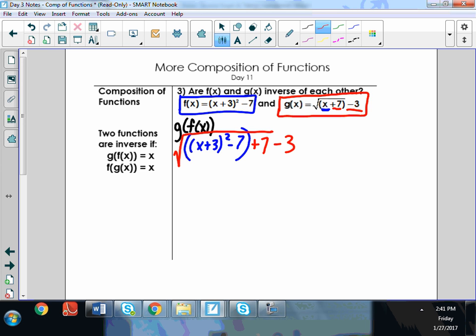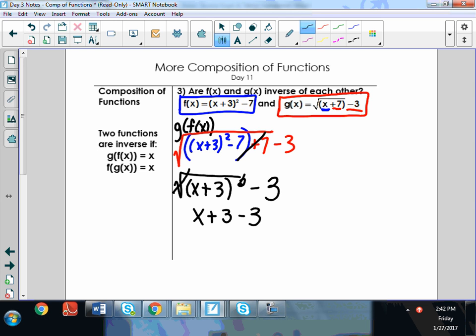Okay, so let's take a look at that. I have squared followed by negative 7 plus 7, but they're both under the square root symbol, so I'm allowed to touch that, and they cancel out. So now I'm left with the square root of (x plus 3) squared, and I still have that minus 3 on the outside. So what would you cancel out next? Good. Square root and squared cancel out, so that frees up what's underneath. Then my 3's cancel out, and so it equals x. So they're inverse.